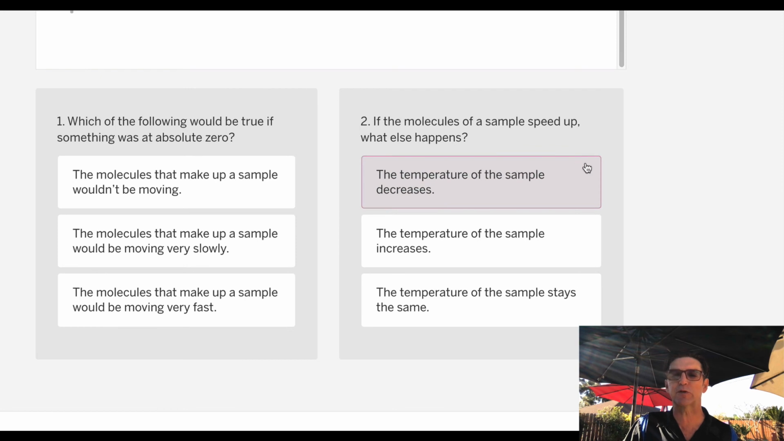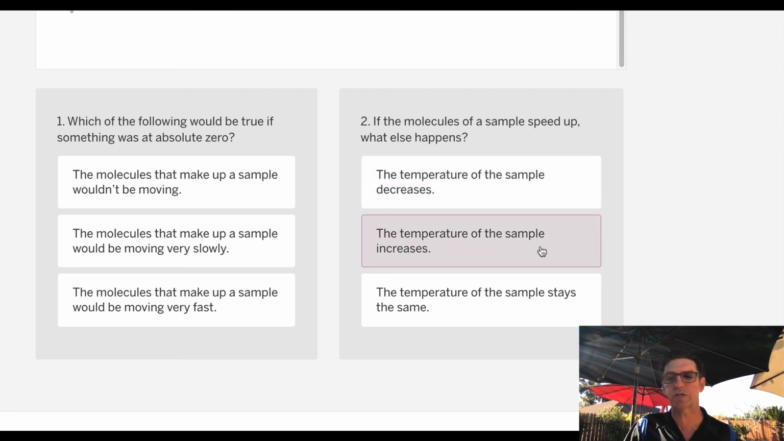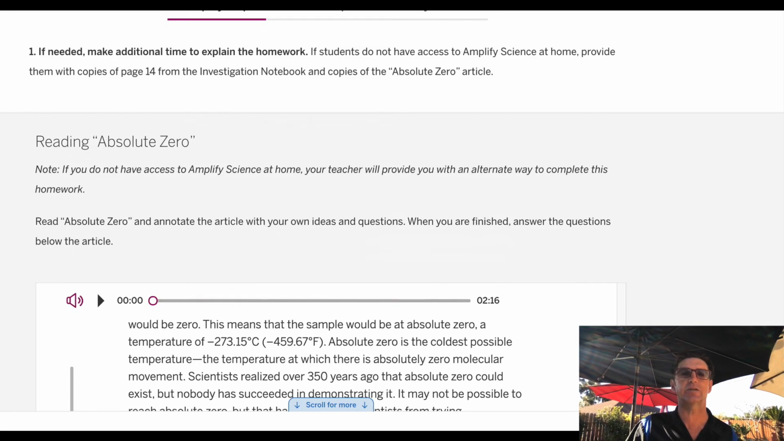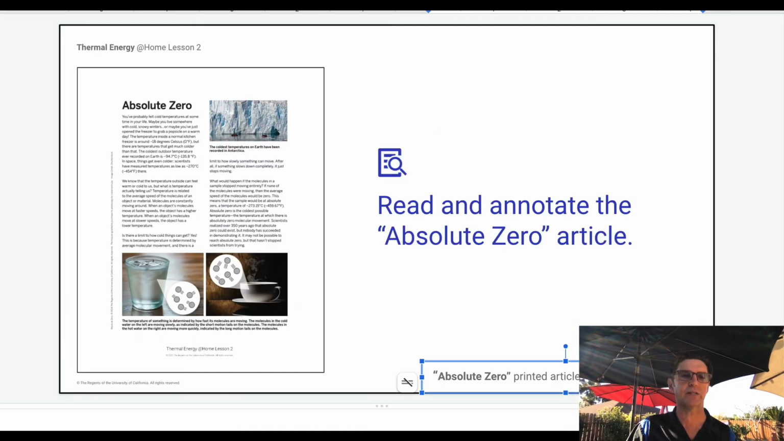If the molecules of the sample speed up, what else happens? The temperature of the sample decreases, the temperature of the sample increases, or the temperature of the sample stays the same. I think we know when things start to move faster, the temperature increases. All right, fantastic. So now we can get to our basics for the day.